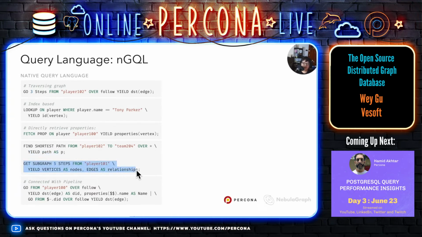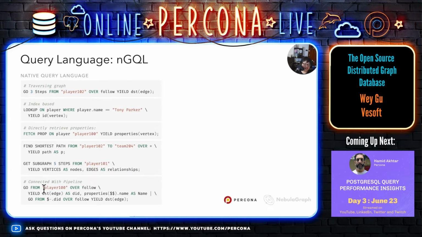Another one is the subgraph. Subgraph does everything that's traversing from one single point until you reach your end condition. And here we want to limit it to 5 steps. And yes, it literally means you will get the subgraph of the whole data starting from 1 point here.